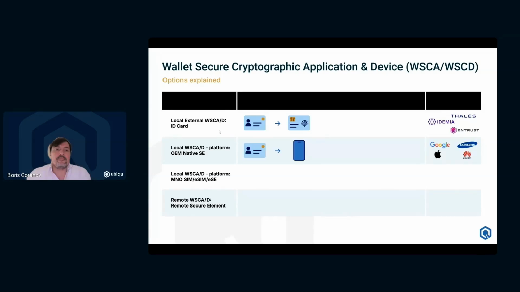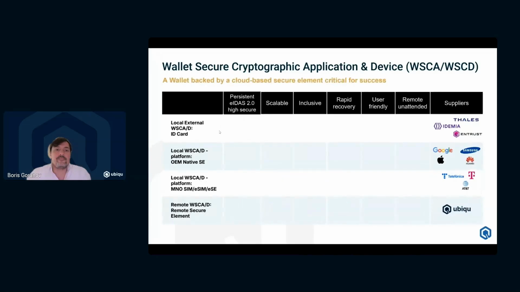The second option is that we use the native secure storage of cryptographic keys on the platforms of Apple and Google. And the other option that's available is that we can use the SIM cards from the telco, either the embedded version or the classical version. And then the last option is that we use a remote secure element that is external to the mobile phone, which Ubiqu is providing.